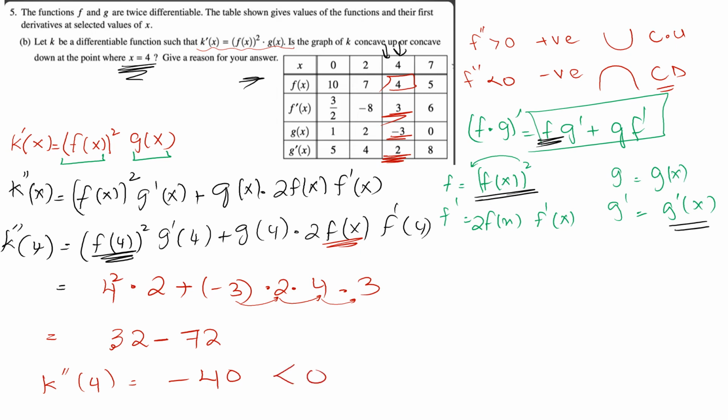It means that the graph of k is concave down. So you have to write the complete reason that the graph of k is concave down. Okay, so that's it. Next question.